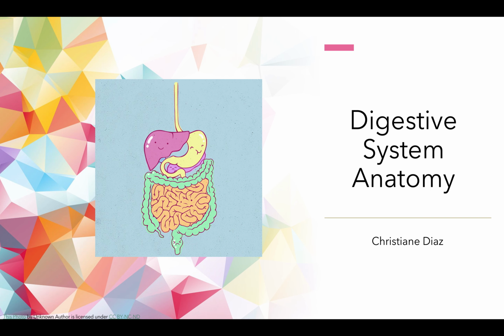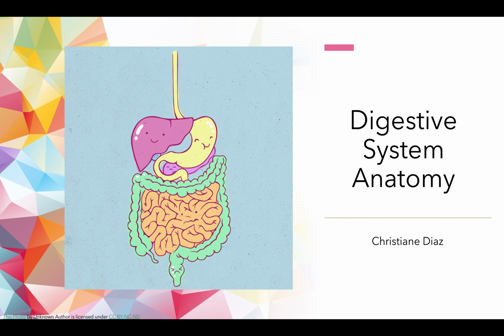Today, I will be teaching you about the anatomy of the organs of the digestive system. These organs are located in the thoracic cavity, or more specifically, your abdominal pelvic cavity, which is right below your diaphragm.